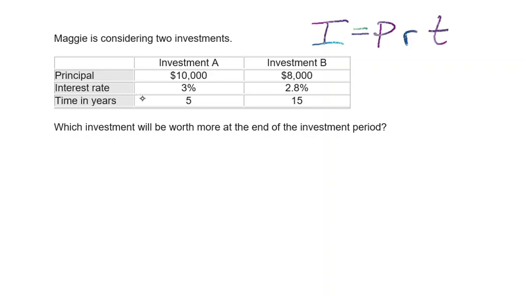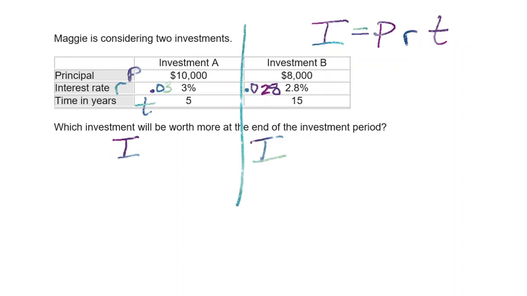So my time is 5. My interest rate is 3%, divide 3 by 100, and I get 0.03. Divide 2.8 by 100, and I get 0.028. And then my principal is the starting amount. So we determine the interest for investment A and the interest for investment B.